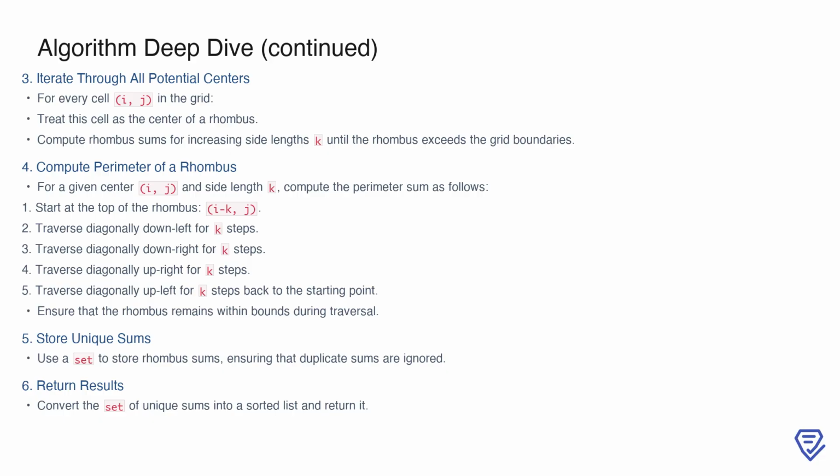It's critical to perform boundary checks during this process to avoid invalid computations if the rhombus extends beyond the grid. After calculating the sum, we store it in a set to automatically handle duplicate values. Finally, the unique sums from the set are converted into a sorted list, which is returned as the result.